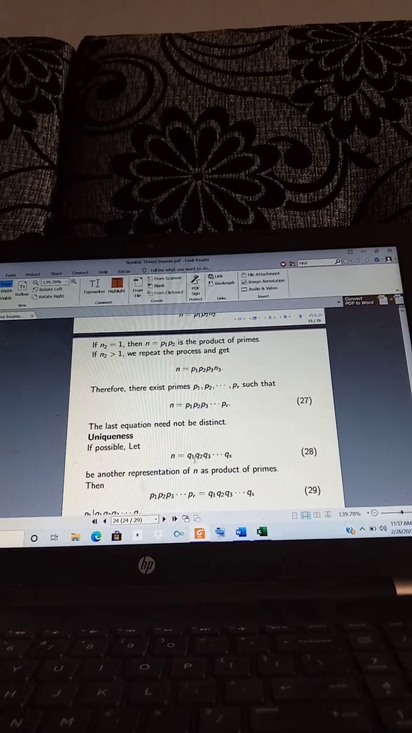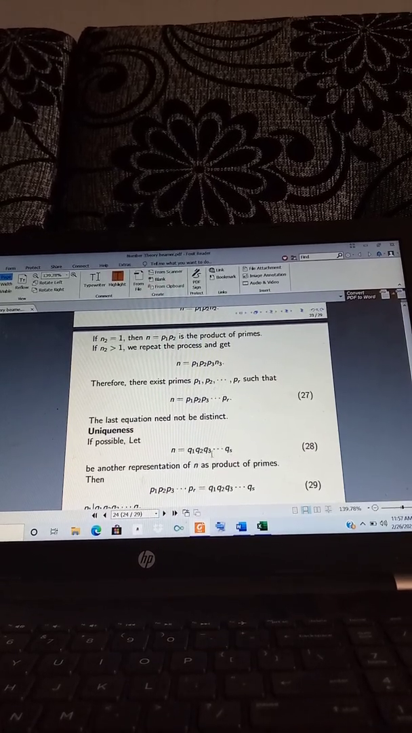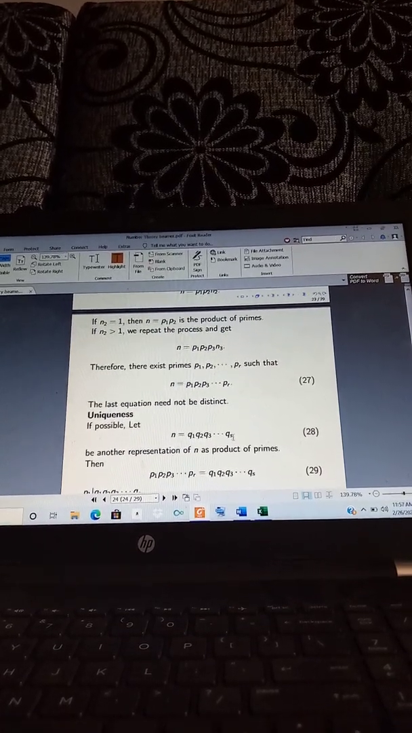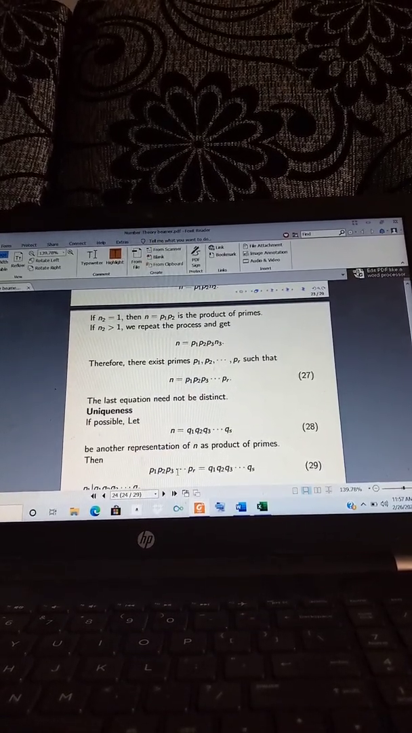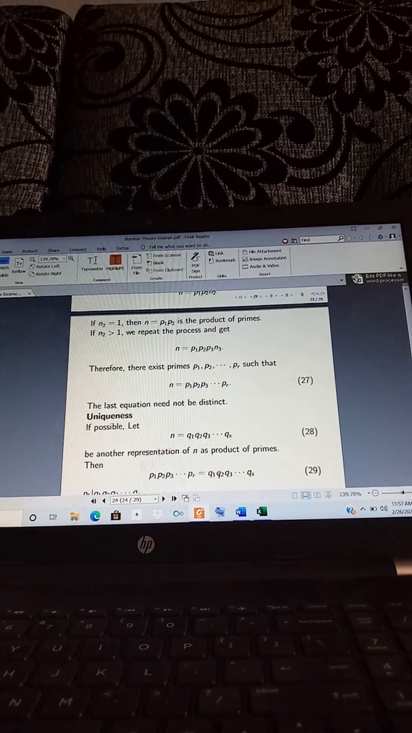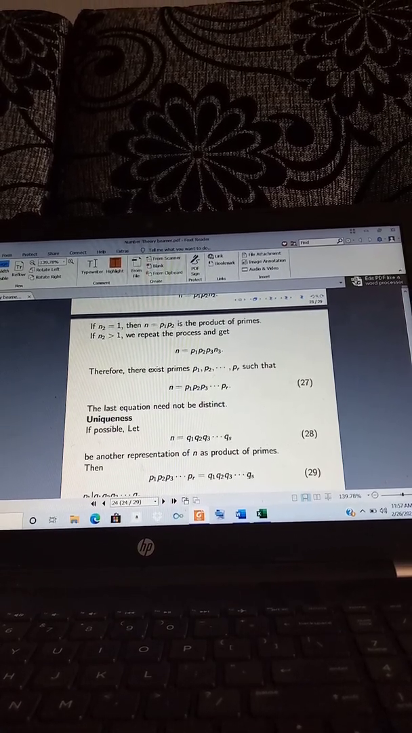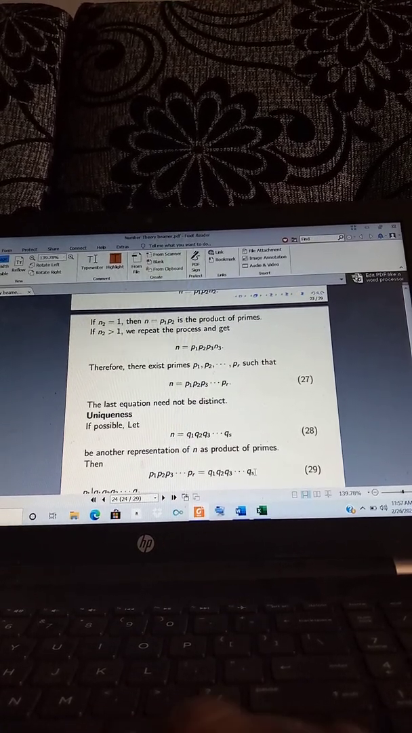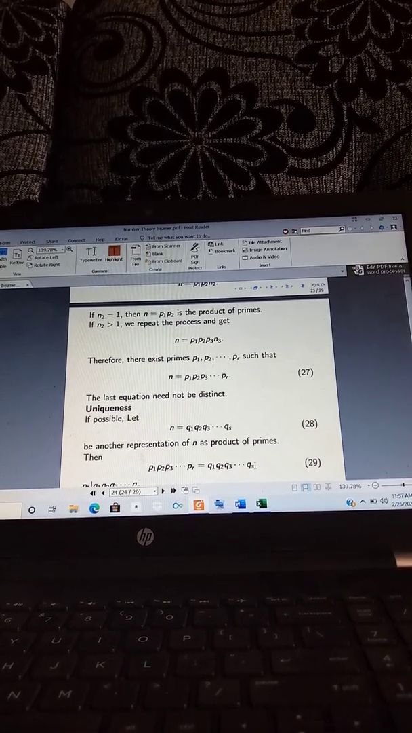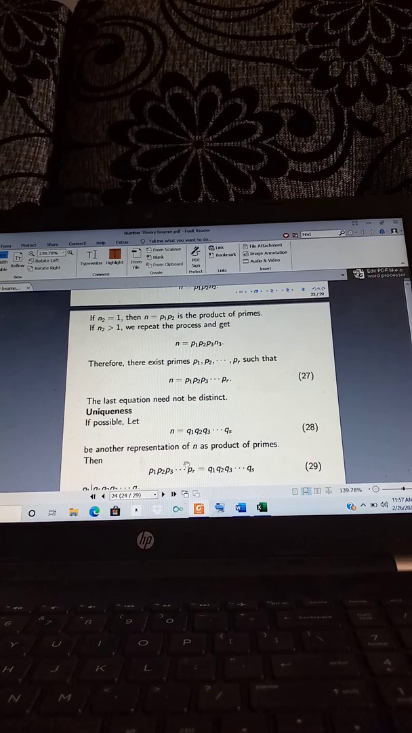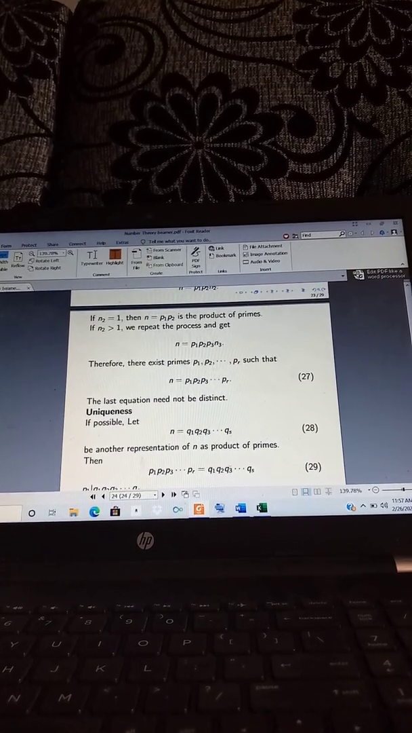Suppose n is also equal to q1 times q2 times q3 times up to qs. So that means that we must have p1, p2, p3 times up to pr equal to q1 times q2 times q3 times qs. That's equation 29. So suppose n equals q1 times q2 up to qs is another representation of equation 27. So we must have equation 29.